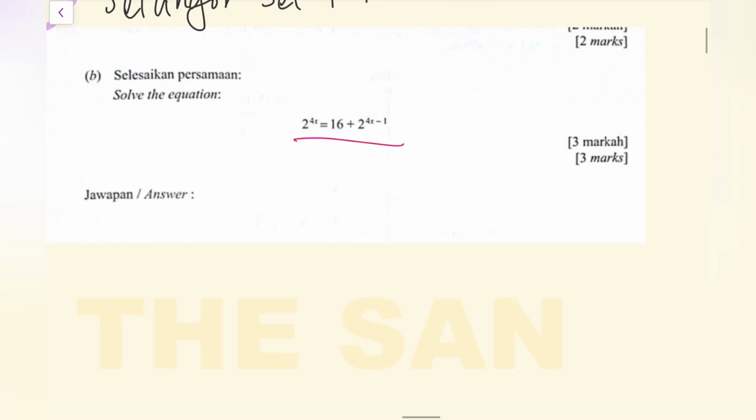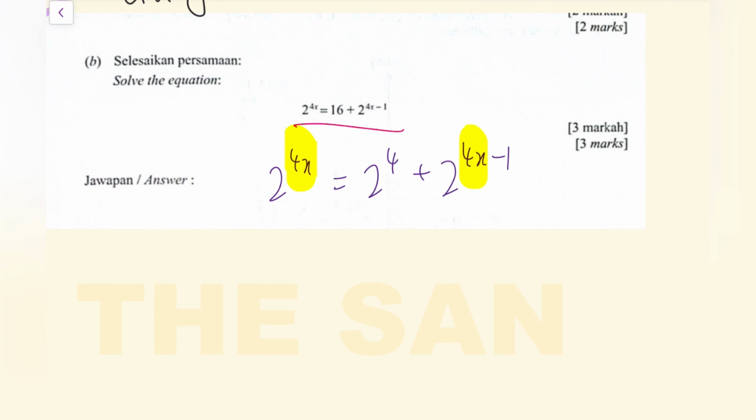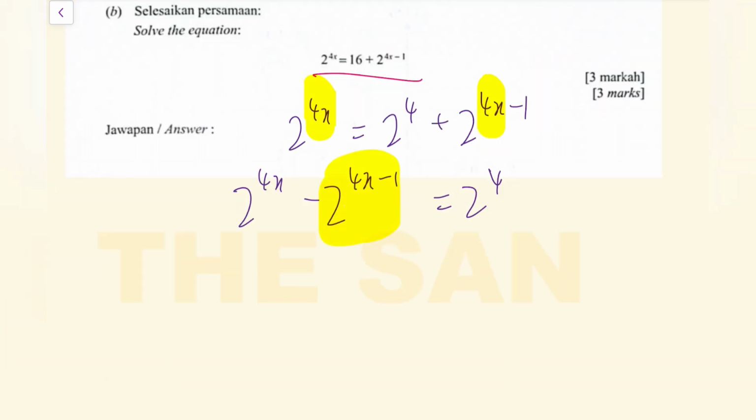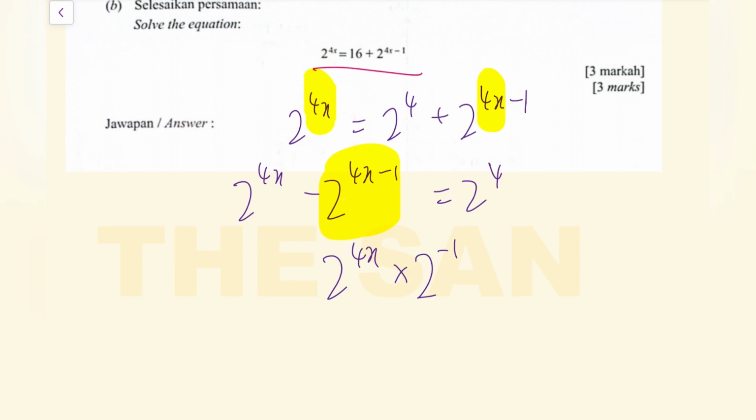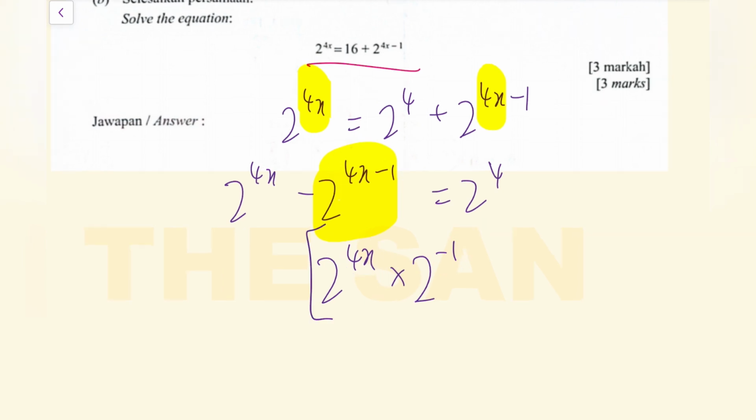Solve the equation here. So the same thing, I can find that here we can have the same base, which is 2. So 2^(4x) = 2^4 + 2^(4x-1). I can see that here we have 4x and here we also have 4x. So I will put them together since they have the same element. So 2^(4x) - 2^(4x-1) = 2^4. Now this part is actually equal to 2^(4x) multiplied by 2^(-1), right? Because when we multiply, we can add up these two powers together. So it will be 4x - 1, right? The rest will remain the same, equal to 2^4.